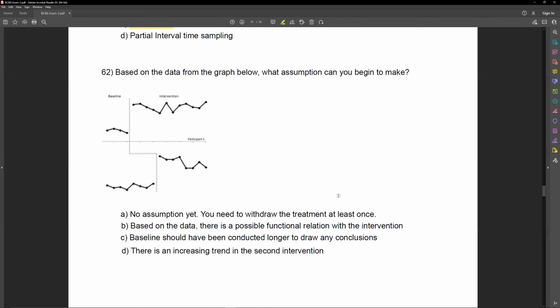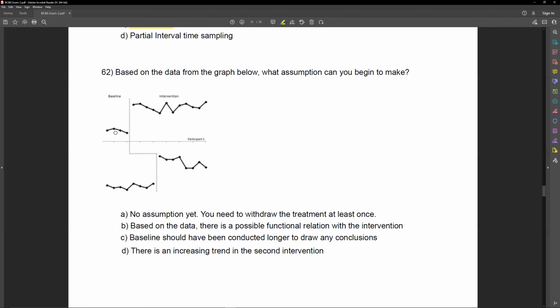So if we look at this graph, always identify what kind of graph you're looking at. We see a what? Well, it's a multiple baseline, right? We have our baselines, we have our interventions, there's no withdrawal, and we have our change line, okay, as one baseline gets longer than the first one. So we know we have a multiple baseline design here.